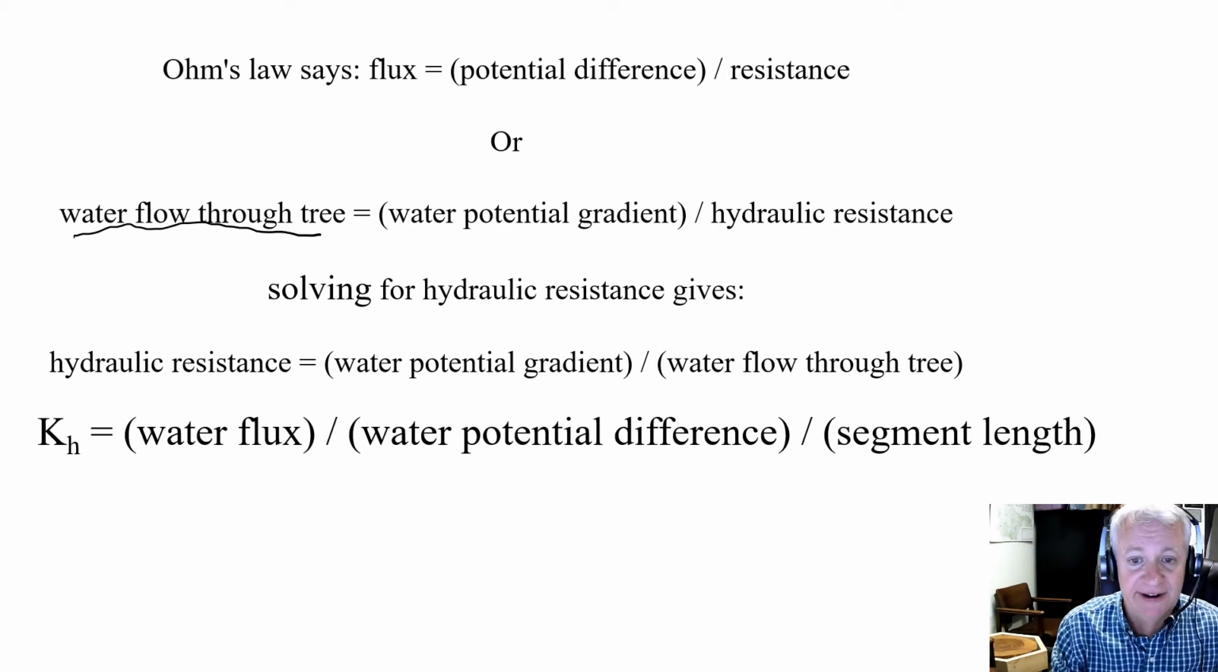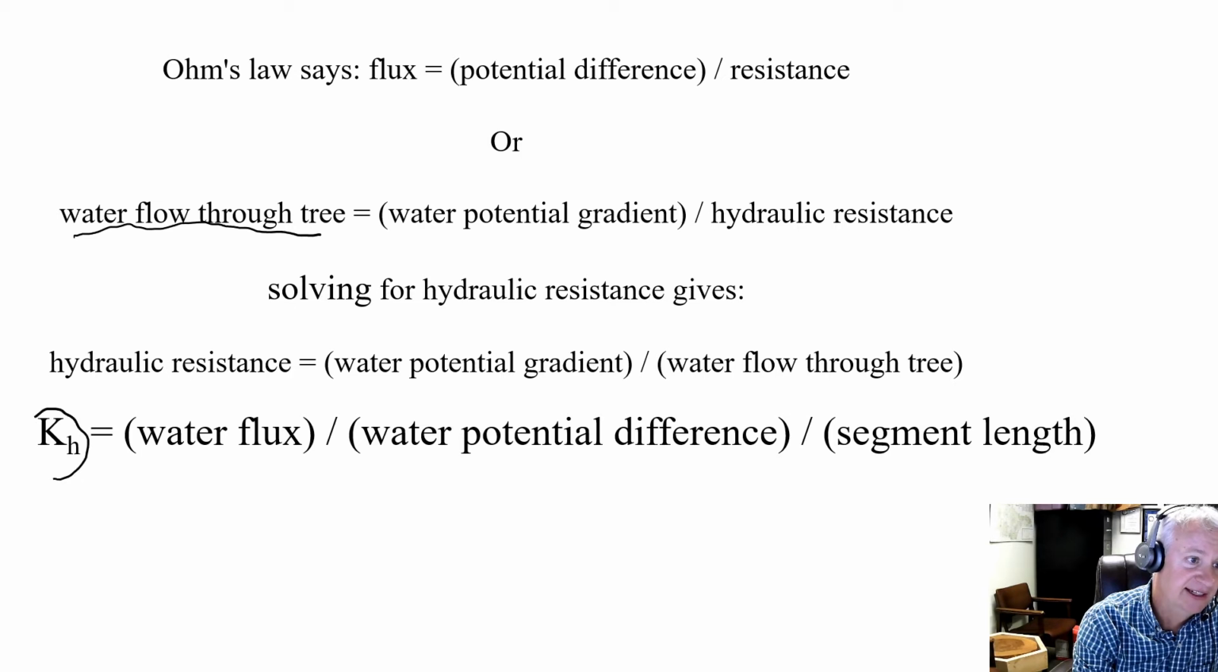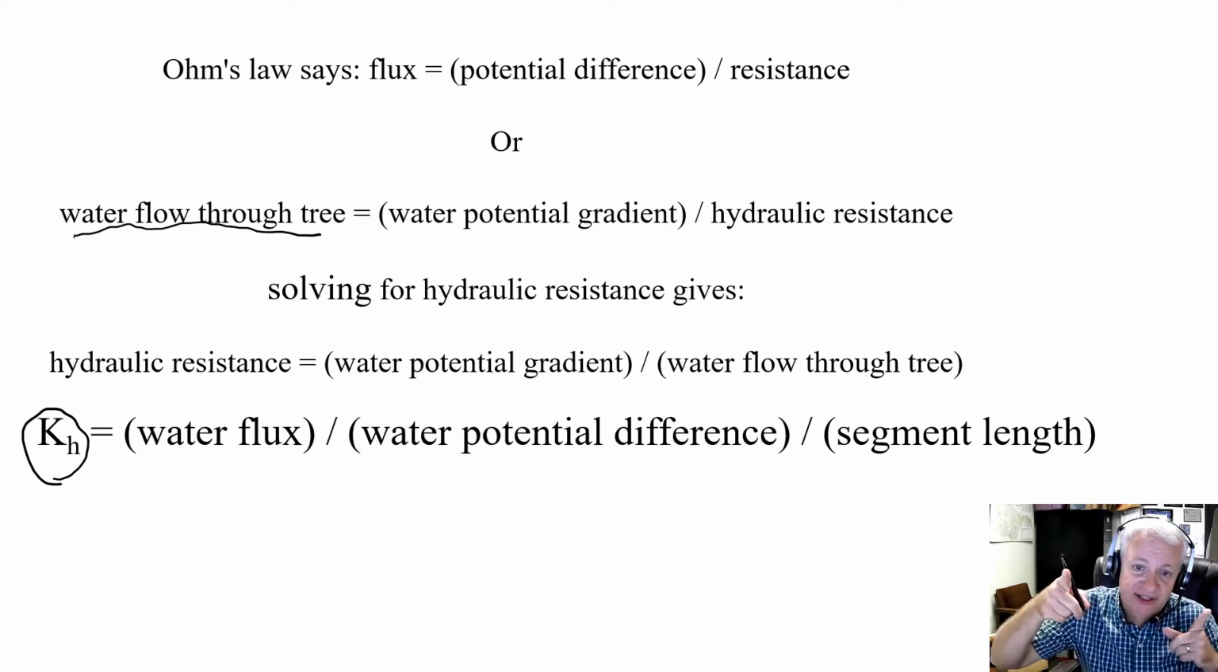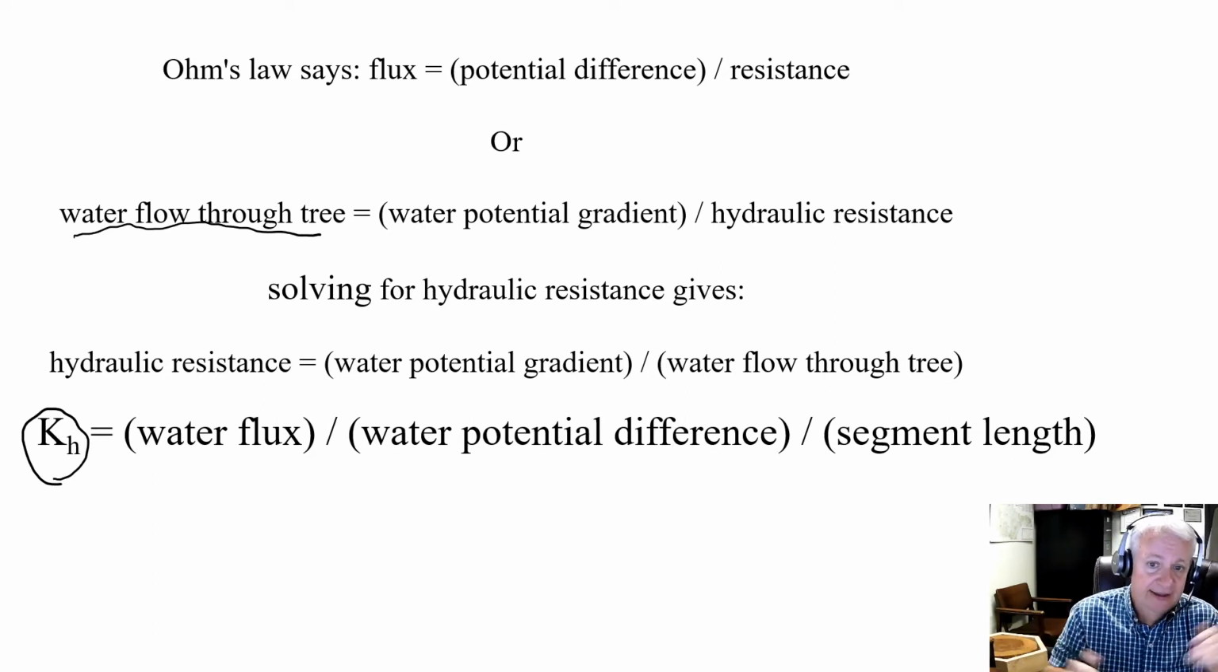Now, again, in most modern physiology, we talk about conductances instead of resistances. So what you generally see in the literature is a hydraulic conductance, often expressed as KH. That would be a water flux, the amount of water flowing through a segment of xylem, divided by the water potential difference across that segment of xylem, divided by the length of that segment. So it's normalized per unit length of whatever segment you're measuring.